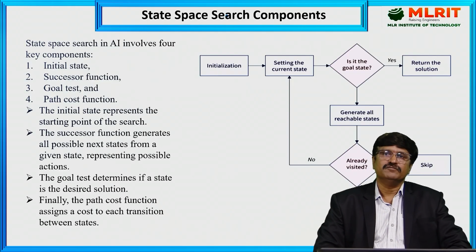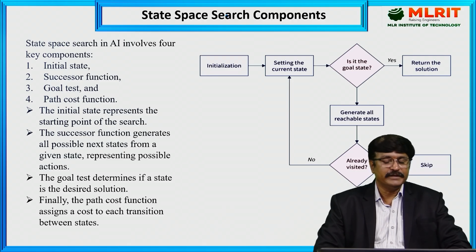And coming to the major components, state space search in artificial intelligence involves four key components. One is the initial state or start state. Then there are the successor functions, the rules or operations based on which the states function, with intermediate states in between. The third one is the goal test, and the fourth is the path cost function. These are the important key elements.